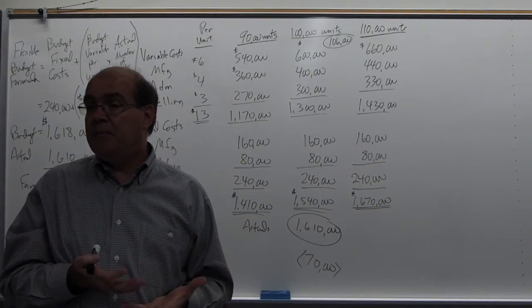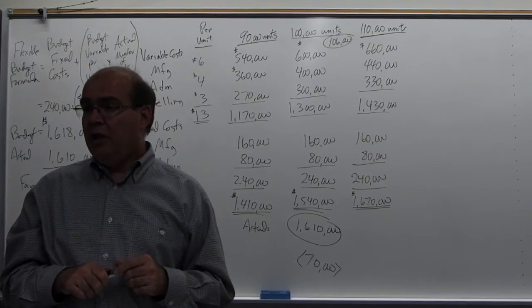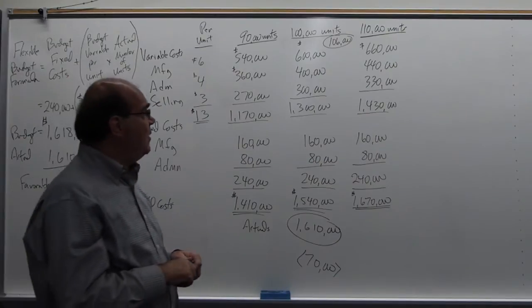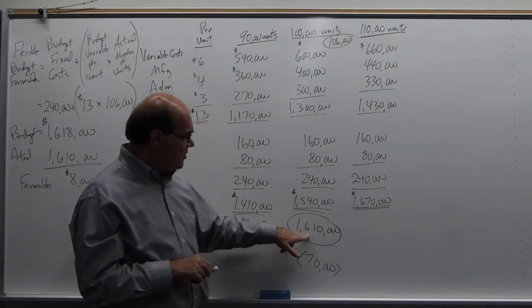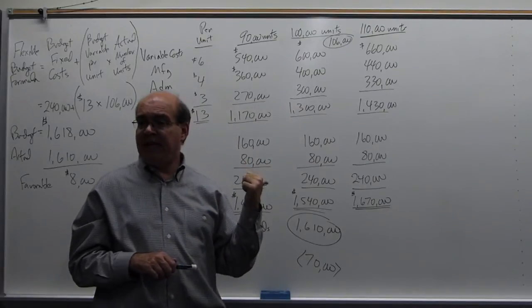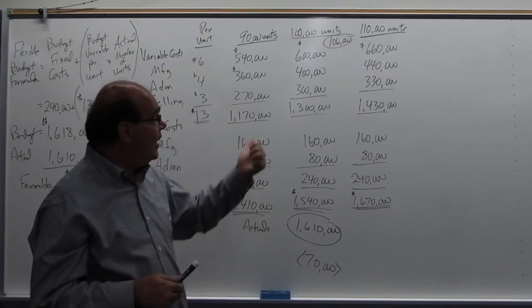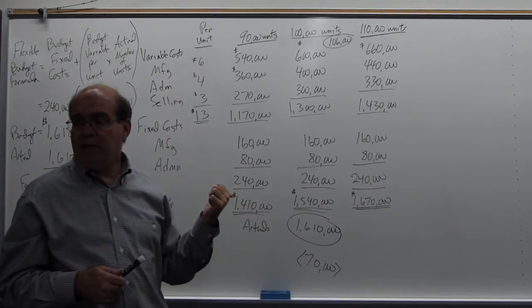You know how much you really spent. You would look back and say, well, how much did we spend last month? Well, we spent $1,610,000. How many units did we make? We made 106,000 units. That's what we really did. Well, how did that compare to budget? Well, I made those up. I just gave those to you.